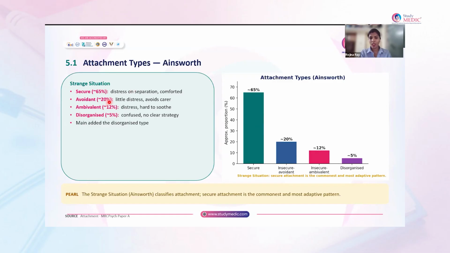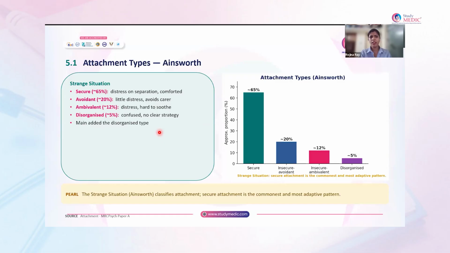Now, the avoidant attachment style, also called anxious avoidant. So what happened with these children? These children showed little distress when they were separated from the mother, and when the mother returned, they avoided the care as well, and they were easily comforted by strangers.